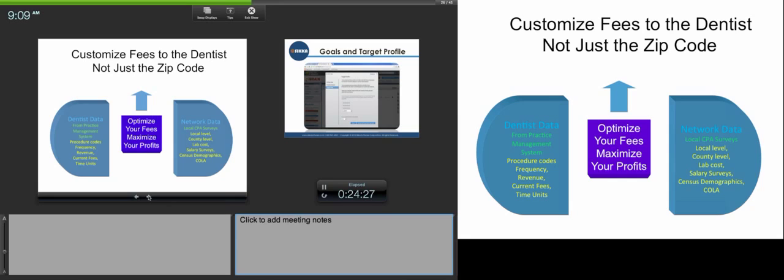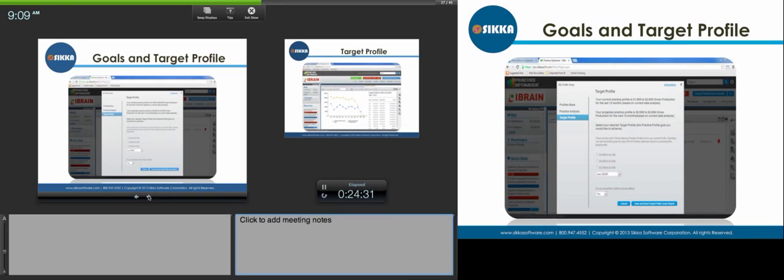So as a dentist, you want to read data from your practice management system on procedure codes, frequency, revenue, time units, your current fees. Then you want to compare where others are from your local, county, lab, salaries perspective, and then that's what determines your optimization of fee schedule.